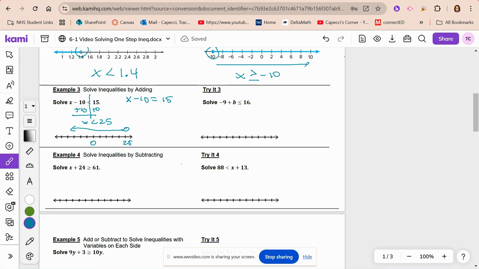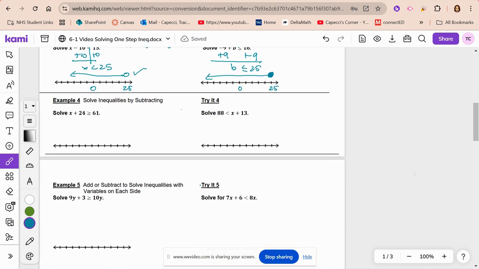Okay, looking at the next one and try it 3, I'm going to add 9 to both sides. And I have b is less than or equal to 25. So I'm going to have a 0 here. I'm going to have my 25 kind of wherever I want there. And this is a closed circle, right? Because I'm including 25 with that less than or equal sign. So that would include 25 as my answer. But in the previous example right here, because it's open, I would not include 25.